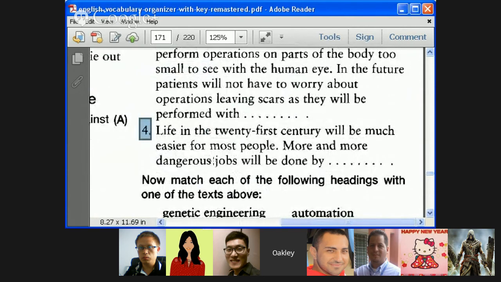David. Number 4. Life in the 21st century will be much easier for most people. More and more dangerous jobs will be done by robots.